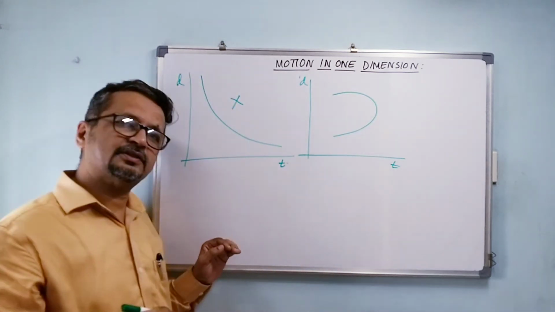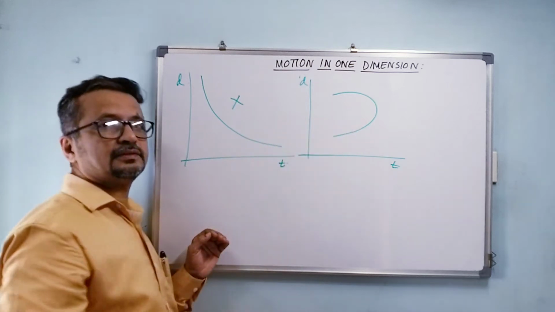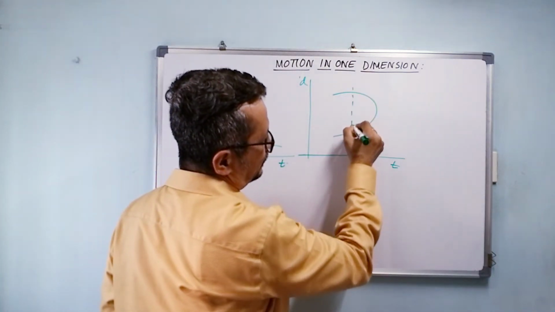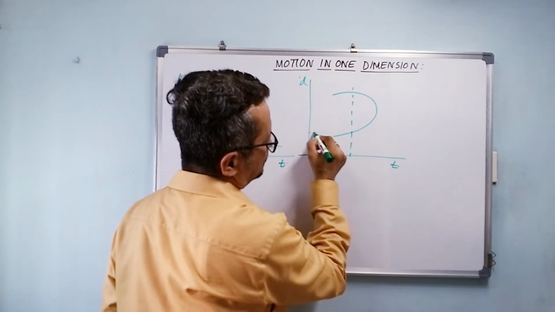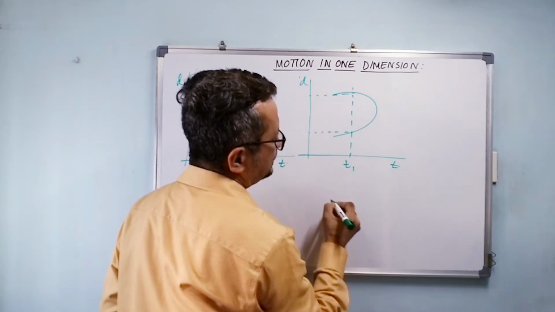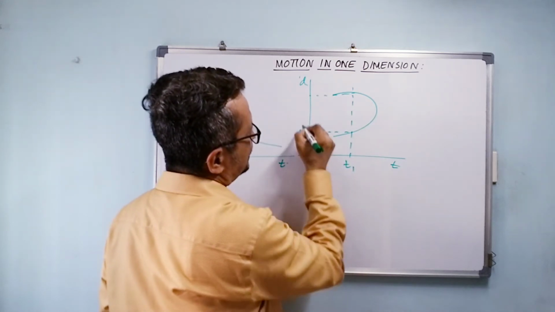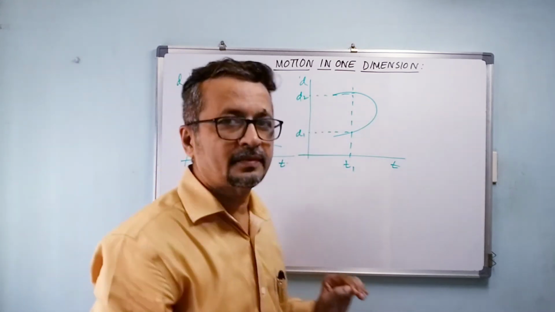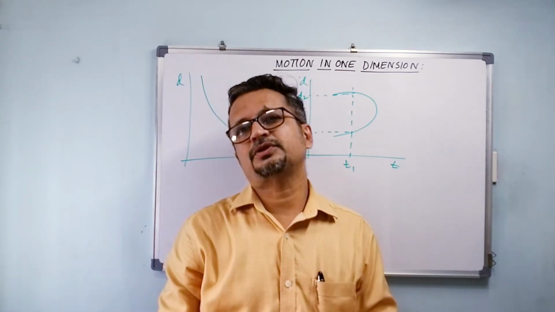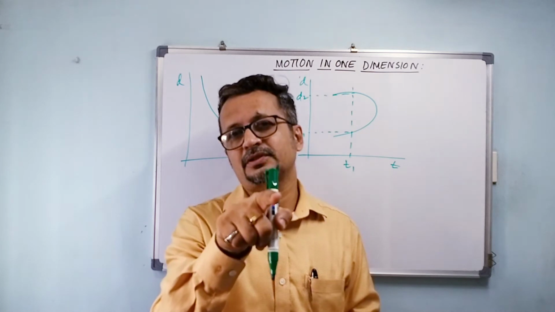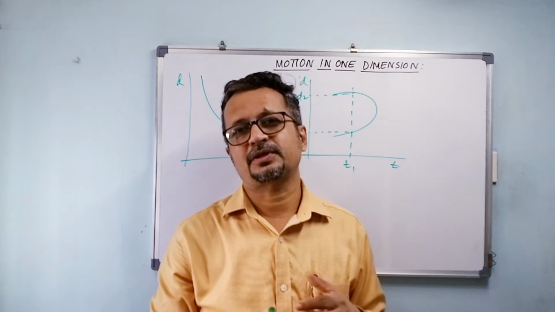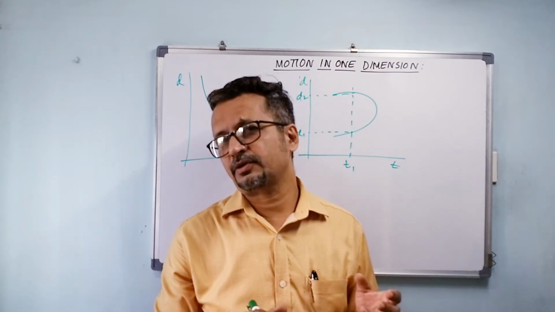Is this graph possible? Or like that? Again, it will not be possible, because if I have this, that means at t is equal to t1, let us say, my positions are d1 and d2. Is it possible for an object to be at two positions at the same time instant? No, it cannot be possible. What about displacement? Again, it will not be possible.